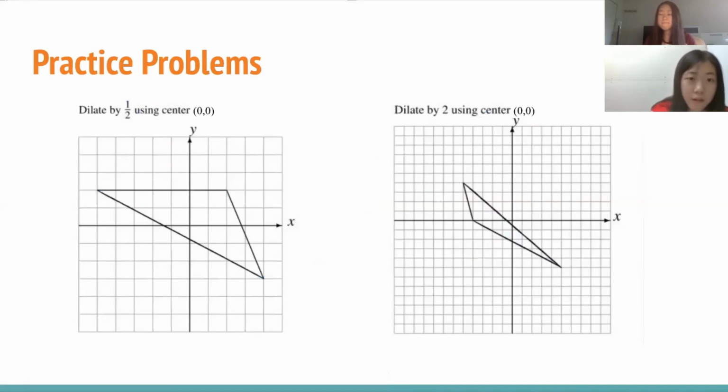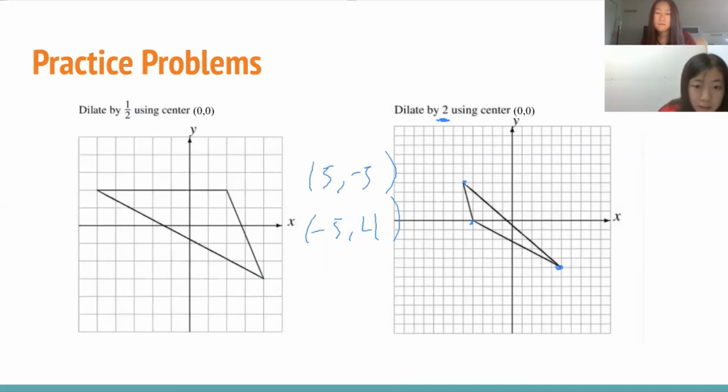Now for the second question, this time we have to dilate by a scale factor of 2. So let's find the coordinates of all the points first. For this point over here, it's 5, -5. For this point here, it's -5, 4. And for this point here, it's -4, 0.